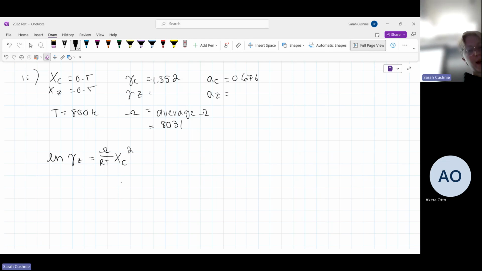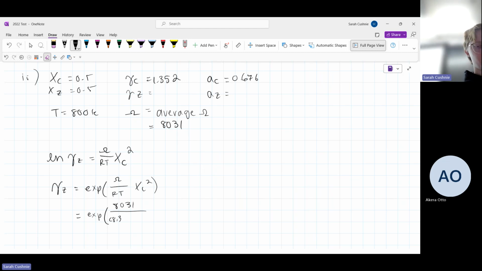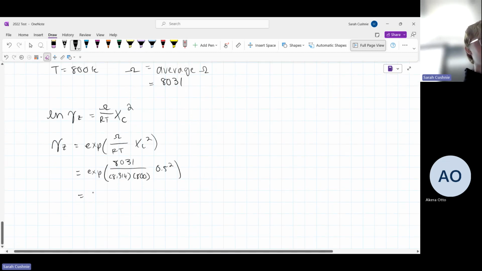So we know what XC is. We know it's going to be 0.5. We know the temperature. We calculated omega in the first step. We can use this to calculate our activity coefficient. So if we were to solve for this, our activity coefficient is going to be equal to the exponent of omega over RT times XC squared. And then we can just sub in our values. So that's going to be 8031 over 8.314 times 800 times 0.5 squared. If you were to calculate all that, you will get a value of 1.352.